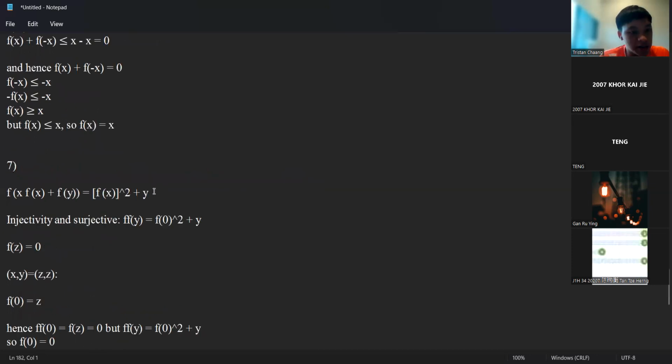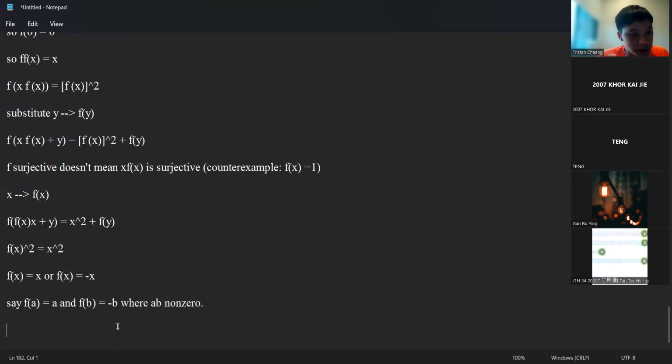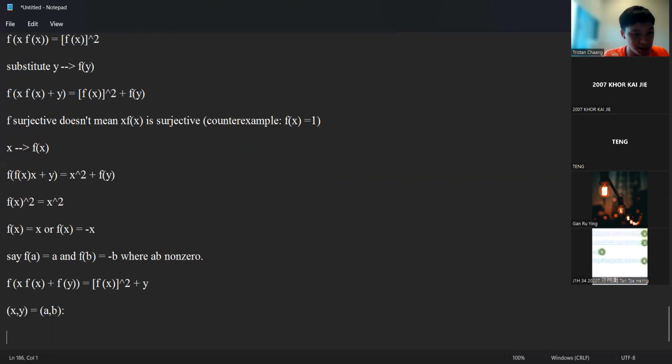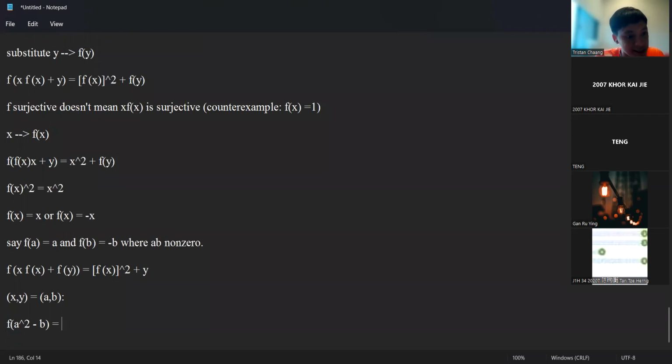Now, what we can do is just try to plug it back in and see if we can get a contradiction. Let's just try x=a, y=b, because why not? The first bracket is a times f(a), so a squared, and then plus f(b), which is minus b. And the right hand side is a squared plus b.